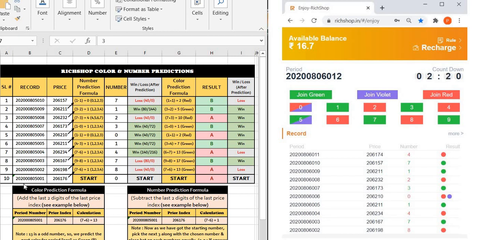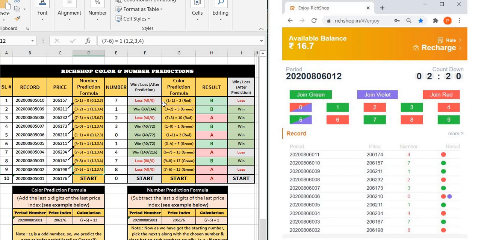So as we start with the number prediction, let us take a look at the last two digits of the price index of 001 to predict the number of 002. Now, like we added the last two digits for color prediction, in the case of number prediction, we will subtract the last two digits of the price index. So here we have 7 and 6. If I subtract 7 and 6, it comes out to be 1. The number that we get, we will always move on 3 numbers chosen after the number that we have got after subtraction.